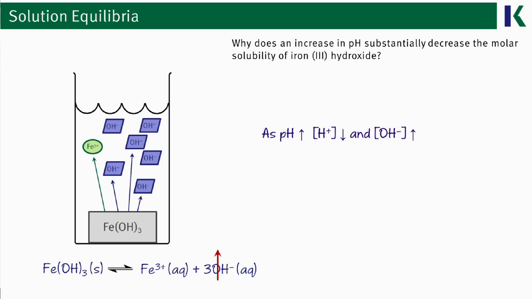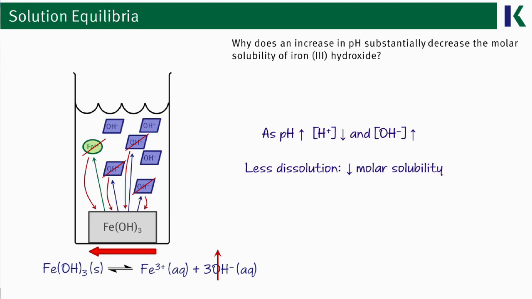We would expect, thanks to Le Chatelier's principles, that this reaction is now going to be driven back towards reactants, decreasing the amount of iron 3 hydroxide that's able to dissolve. So we can see it should literally go back to being a solid. If dissolution goes down, then the value of solute dissolved, molar solubility, would go down as well.